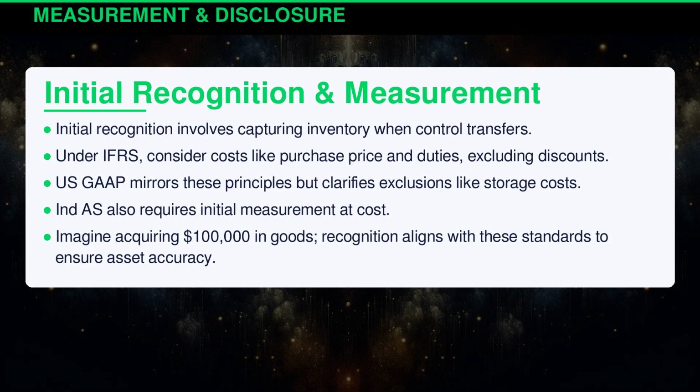Initial recognition involves capturing inventory when control transfers. Under International Financial Reporting Standards, consider costs like purchase price and duties, excluding discounts. U.S. Generally Accepted Accounting Principles mirrors these principles, but clarifies exclusions like storage costs. Indian Accounting Standard also requires initial measurement at cost. Imagine acquiring $100,000 in goods. Recognition aligns with these standards to ensure asset accuracy.